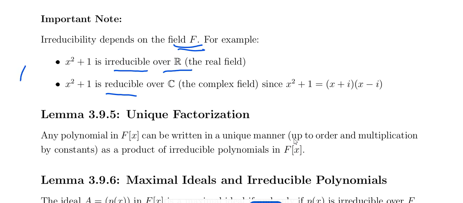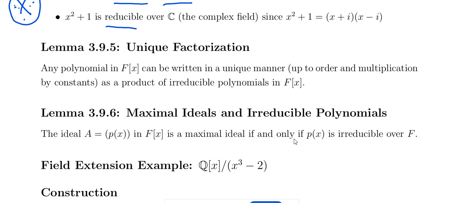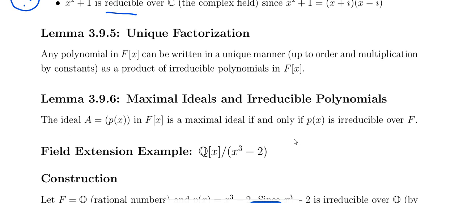It's a very important concept and a very important example for understanding irreducibility over a field. Okay, and unique factorization: any polynomial in F of x can be written in a unique manner as a product of irreducible polynomials. That is called the unique factorization theorem, or lemma. Any polynomial in F of x can be written as a product of irreducible polynomials. It's a very simple statement.